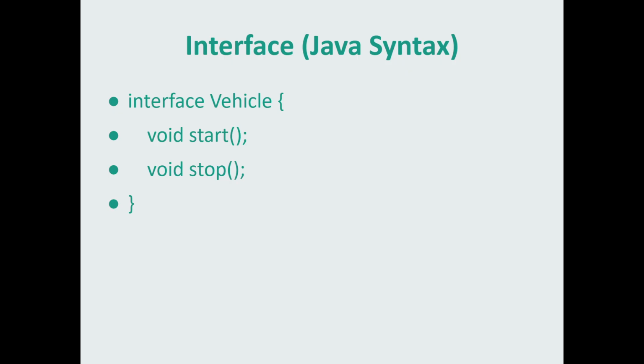Now, let's talk about interfaces. Interfaces are similar to abstract classes but with some key differences. In this example, we have a Vehicle interface with two method declarations, start and stop. In older versions of Java, all methods in interfaces were implicitly abstract, but in modern Java, from Java 8 onward, interfaces can also have default and static methods. A major advantage of interfaces is that a class can implement multiple interfaces, supporting multiple inheritance.